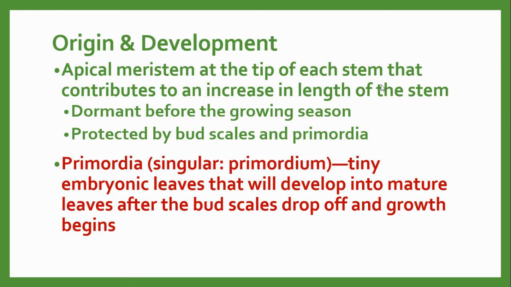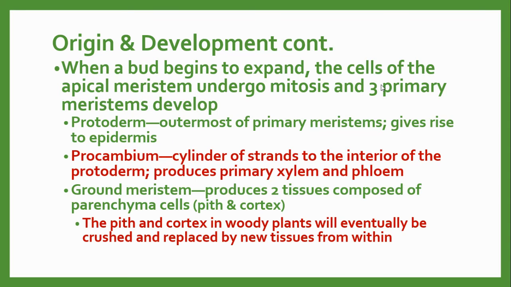So the apical meristem is at the tip of each stem, and it contributes to an increase in the length of the stem. There's a dormant period before the growing season, and it's protected by bud scales and primordia. Primordia is a tiny embryonic leaf that will develop into a mature leaf after the bud scales fall off and when growth begins. When a bud begins to expand, the cells of the apical meristem undergo mitosis, which is just growth and repair, and 3 primary meristems will develop.